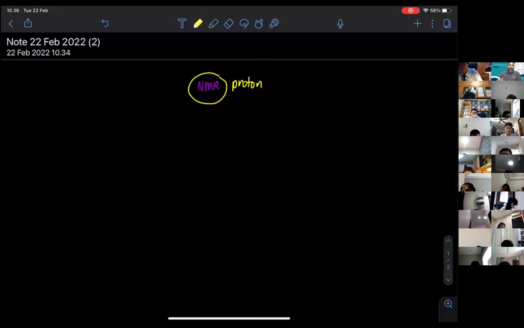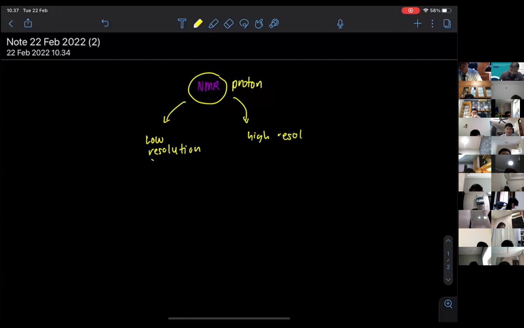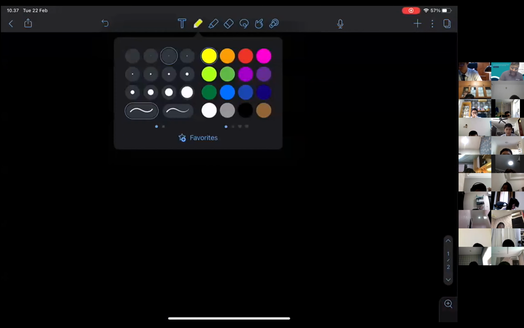Now, we are going to look into proton NMR. For proton NMR, we need to learn two types: low resolution, and high resolution, which we have learned. Before we learn more detail about low resolution and high resolution, we need to remember the different environments we have learned about.